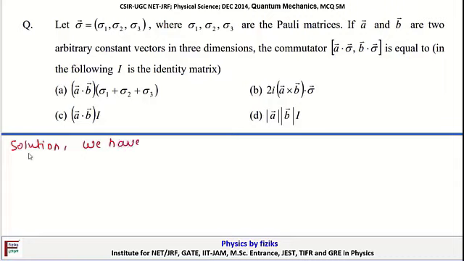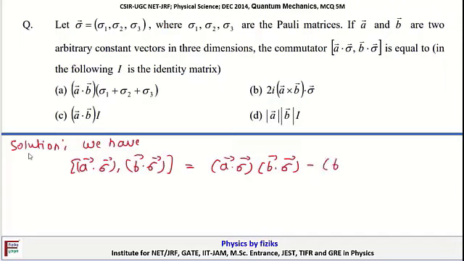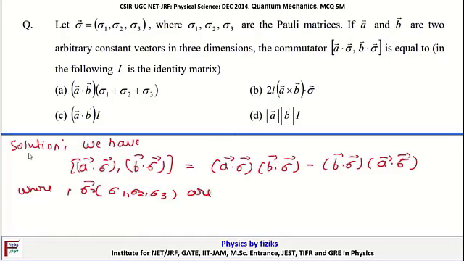We have the commutator [A dot sigma, B dot sigma] can be written as A dot sigma into B dot sigma minus B dot sigma into A dot sigma, where we know sigma equals sigma 1, sigma 2, sigma 3 are Pauli matrices.